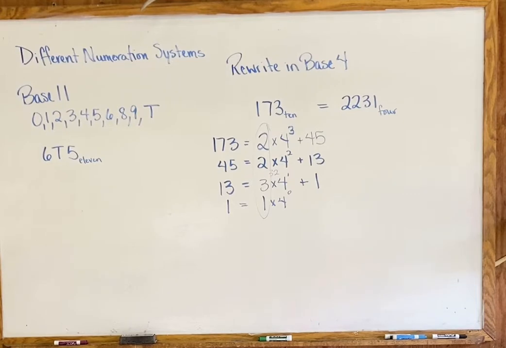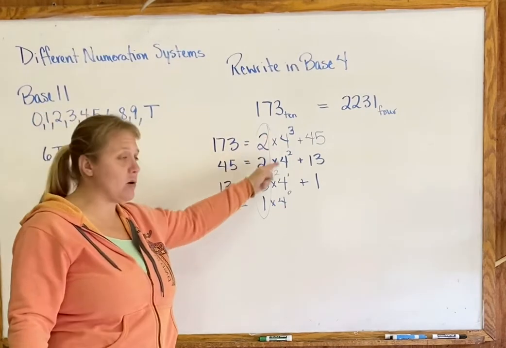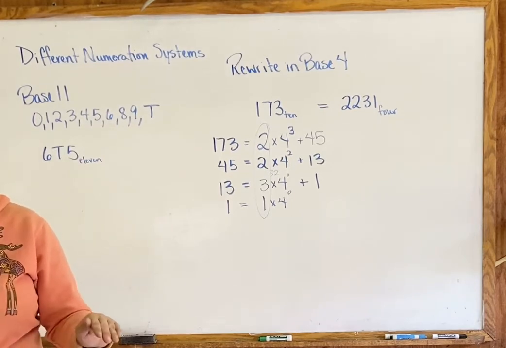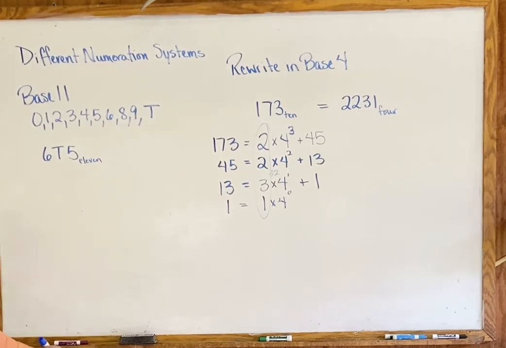6T5 in base 11. Ay, ay, ay. So you go, wait a minute, that's no number I've ever seen, and it's not, because who uses base 11? But apparently you can. So now the idea here, base 11, switch gears. Are we using powers of 4? No. Are we using powers of 10? No. We're using powers of 11.